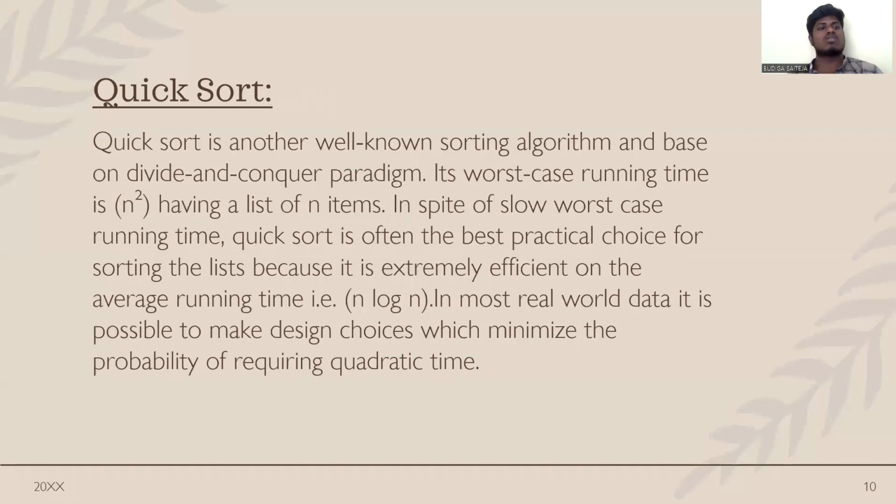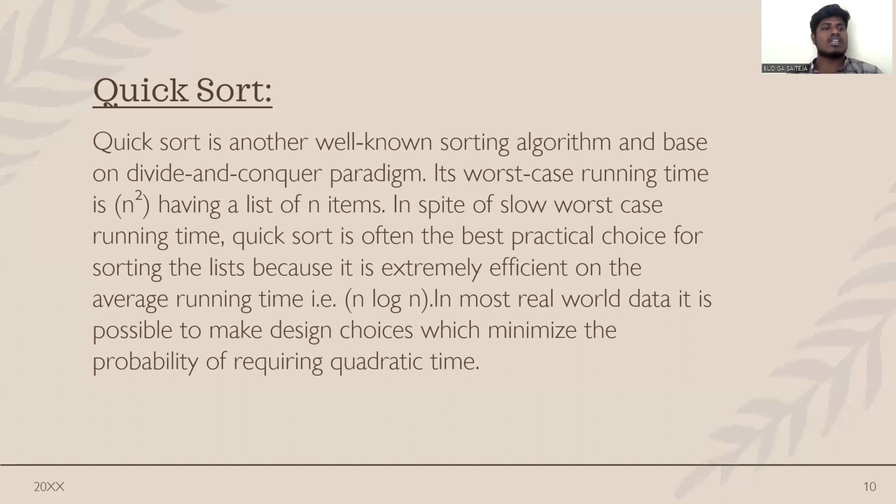And the other one is quicksort. Quicksort is another well-known sorting algorithm based on the divide and conquer paradigm. It divides the list into two parts and conquers by comparing and swapping the numbers from small to large values, changing their locations.